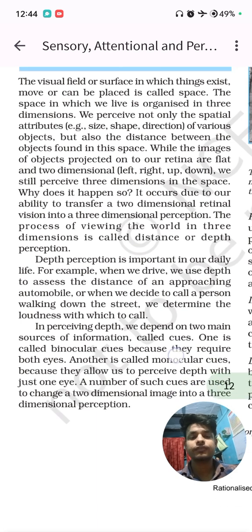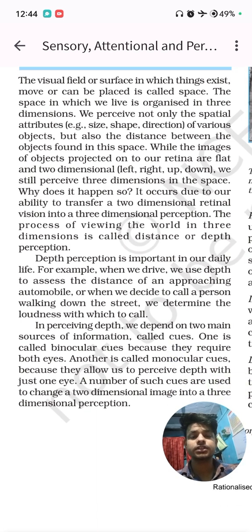The perception of space, depth, and distance. The visual field or space in which things exist and move is called space. The space in which we live is organized in three dimensions. We perceive not only spatial attributes, like size, shape, and direction of objects, but also the distance between the objects found in space. While the images of objects projected on your retina are flat and two-dimensional, left, right, up, down, we still perceive three dimensions in space.